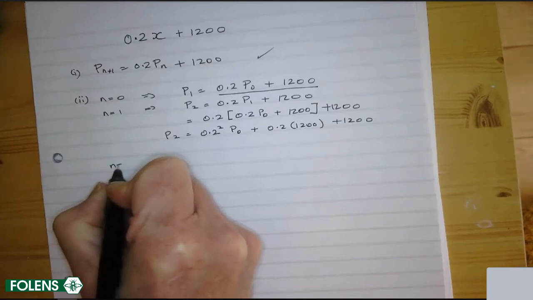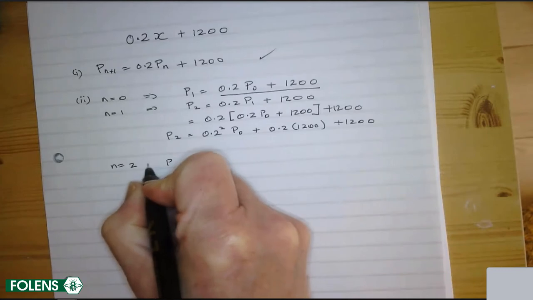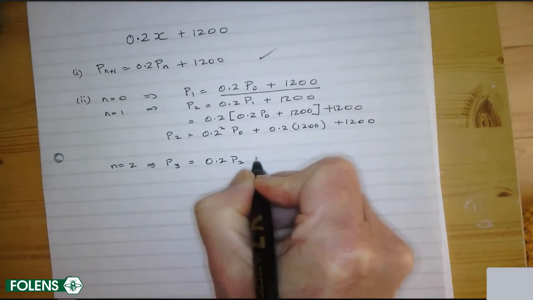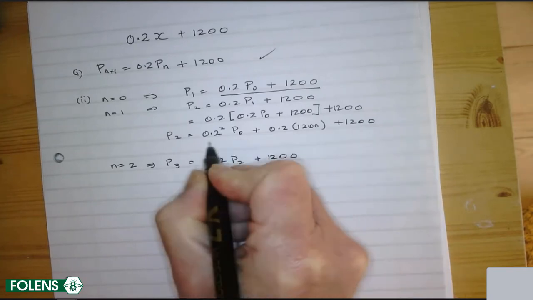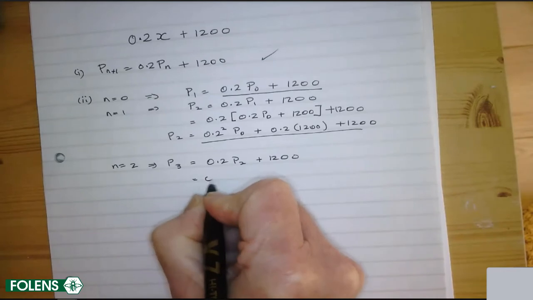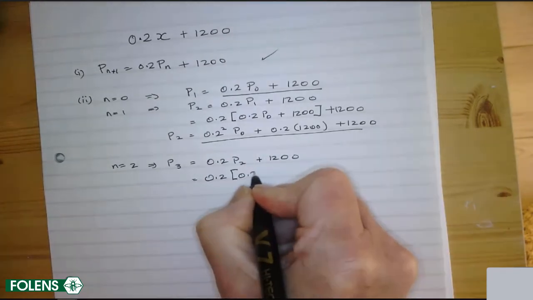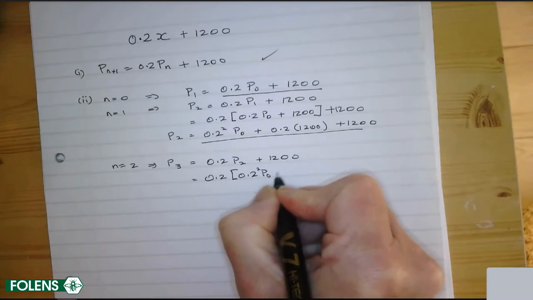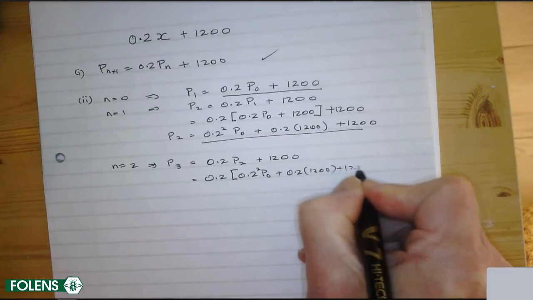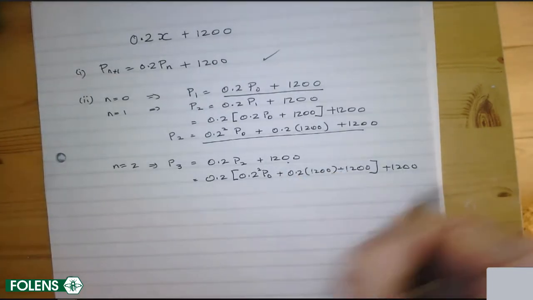I'm going to let n be 2 in the difference equation above, and I get that P3 is equal to 0.2 times P2 plus 1,200. I'm going to put this expression in here for P2. That is 0.2 by this entire expression, 0.2 squared P0 plus 0.2 by 1,200 plus 1,200. Close the bracket. Now this 1,200 is also added on here.